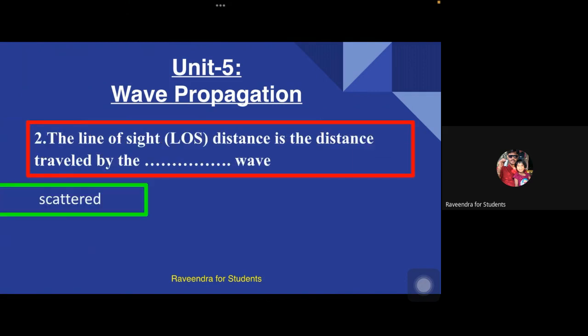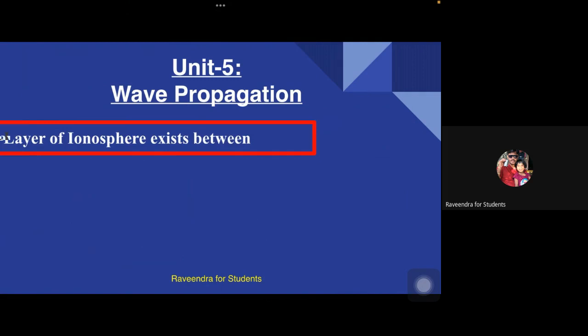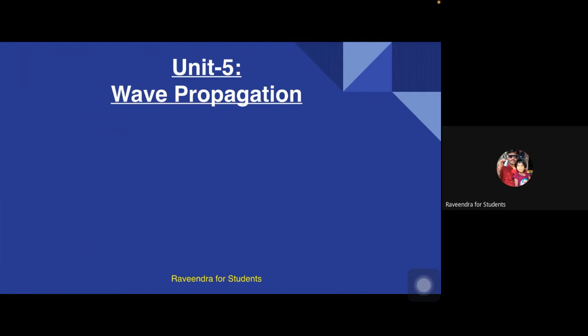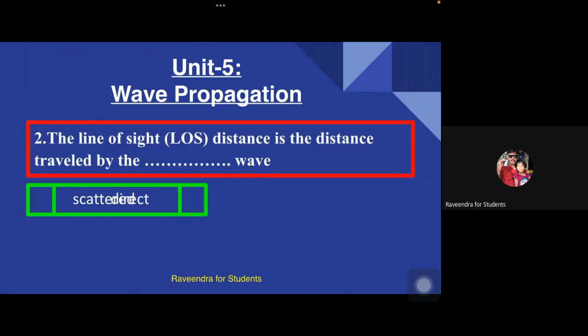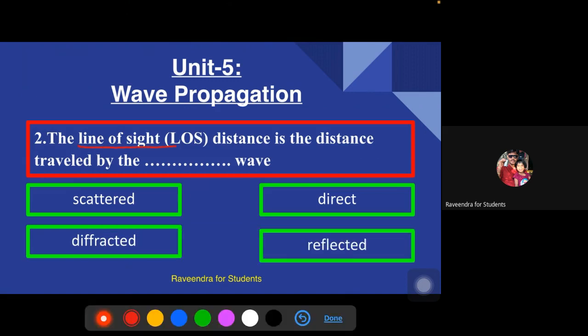Then coming to the second one, the line of sight. Yes, the line of sight distance is the distance traveled by the dash wave. Line of sight distance is the distance traveled by the direct wave.